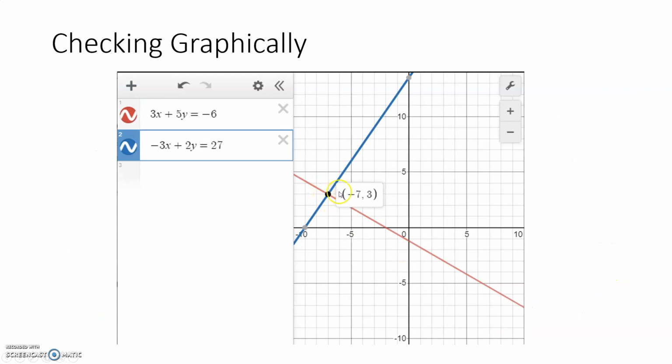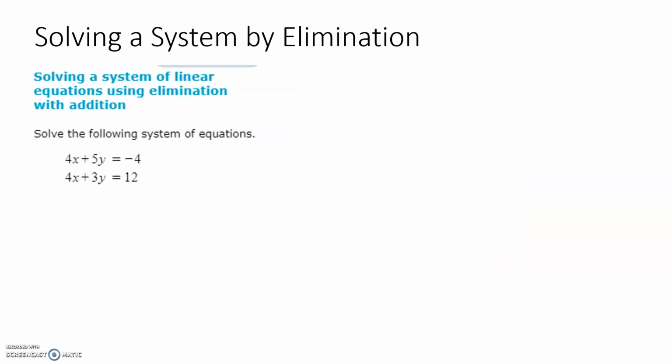And we should get that here. Yep, negative 7, comma 3. So there you can see we solved 2 using elimination. We didn't have to do a lot of work. This last one we're going to have to do a little bit of setup before we can solve elimination.